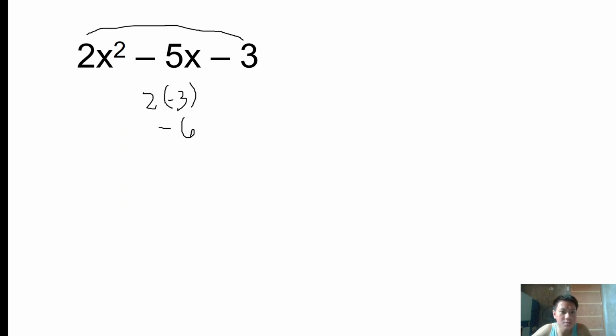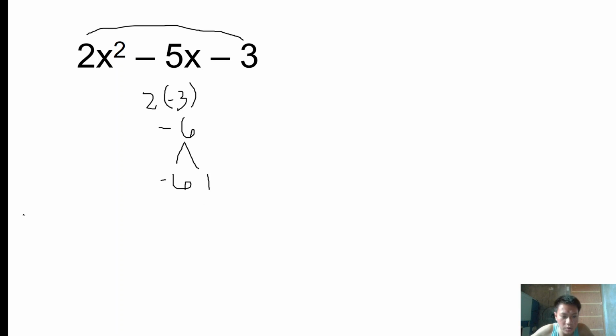Then afterwards, iisip ka ng dalawang number na kapag pinag-multiply mo ay negative 6 at kapag pinag-add mo ay negative 5. Okay. So that could be 6 and 1. 6 times 1 is positive. So, isa sa kanila dapat ay negative. So, negative 6 and then 1. Negative 6 plus 1 is negative 5. So, ito na yung gagamitin nating term.